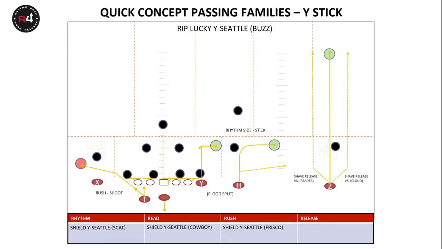The final component to the Y-stick concept is in setting up explosive shot plays off the base rhythm progression. One weapon is created by tagging a double move vertical route that we call buzz. The buzz route will foot fire at 8 yards. We use this when the boundary cornerbacks begin to cap glance or comeback route space.